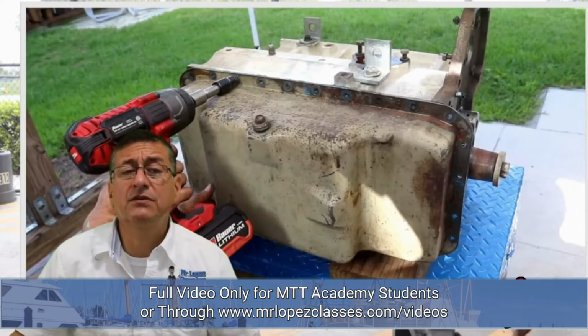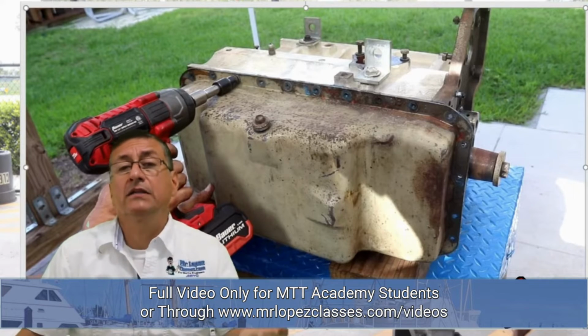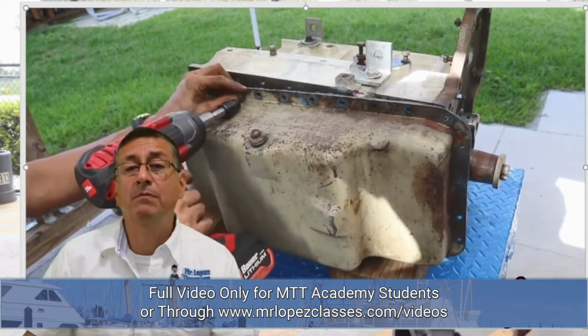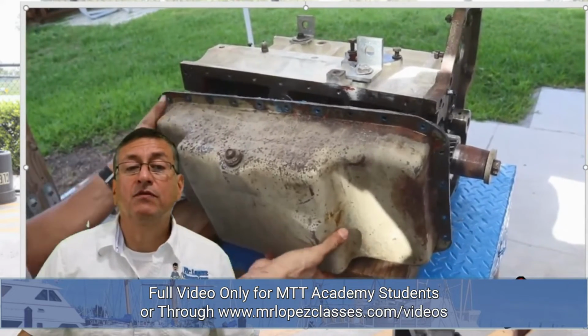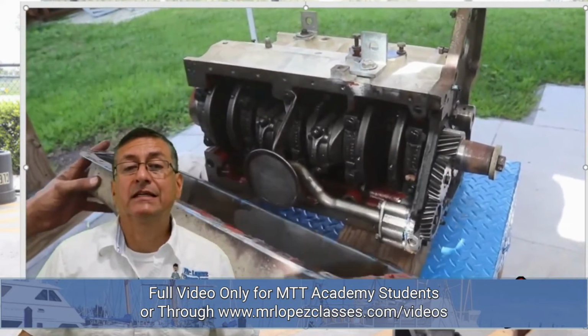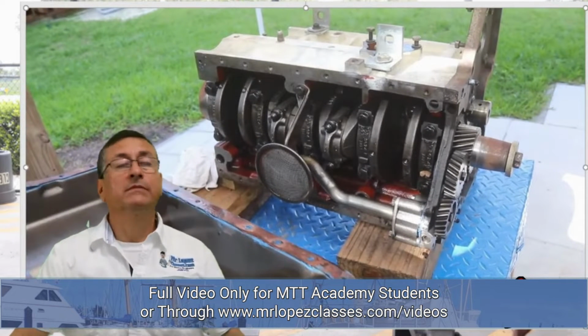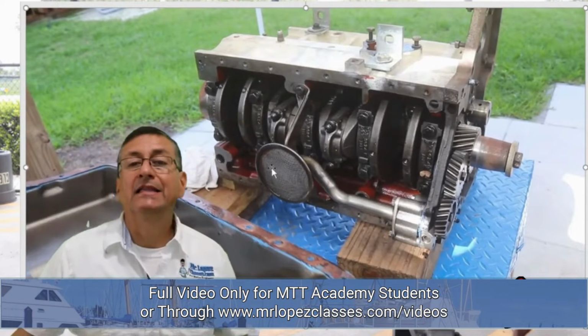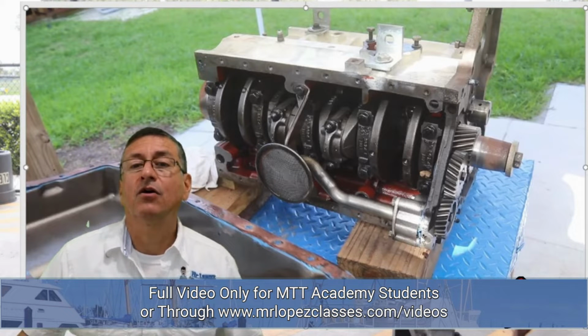Okay, the first step is the removal of the oil pan, and this is the oil pump. We are going to remove the oil pan carefully, and be careful with the gasket. This is very, very important. Then you have access to the oil pump. That's the oil pump, and this is the strainer or filter.